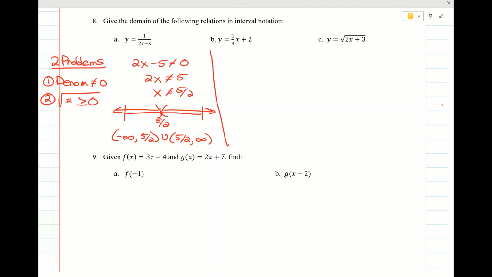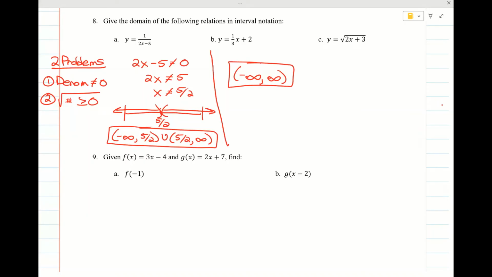For the second problem, I don't see any denominator with a variable in it or a radical. So the domain for the second problem would just be all real numbers. We would say that from negative infinity to infinity.